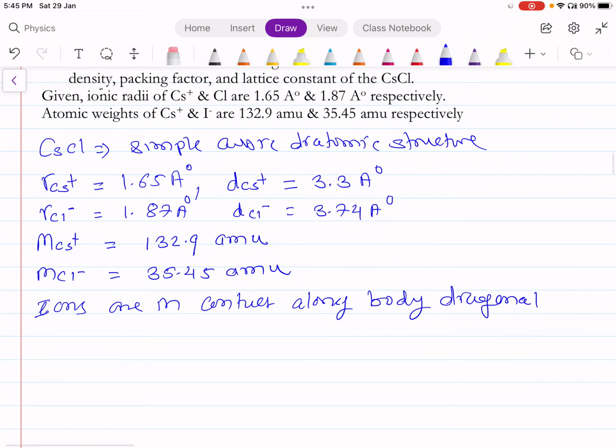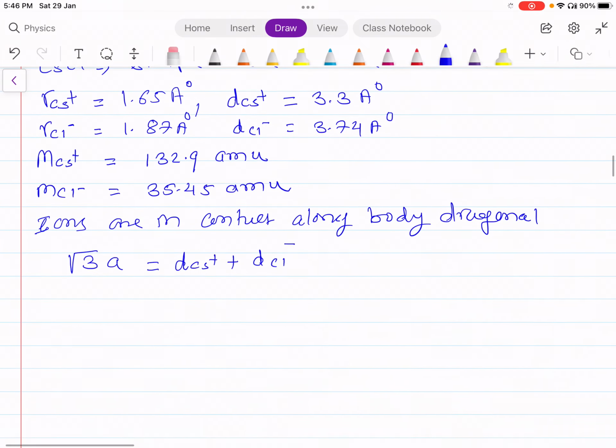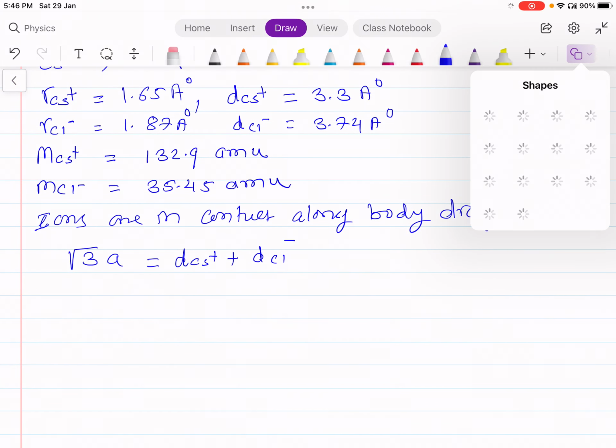And we know that the body diagonal is equal to root 3 a. This is the body diagonal of the cube, and along this body diagonal, ions are in contact with each other. So this is equal to the diameter of the cesium ion plus the diameter of the chlorine ion. If you have any confusion, I can show you the diagram for this.